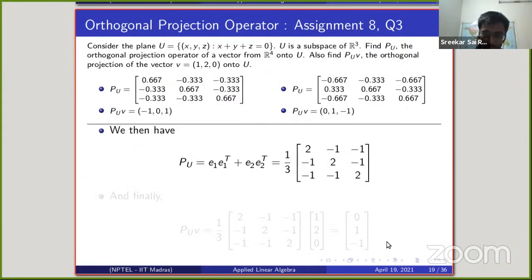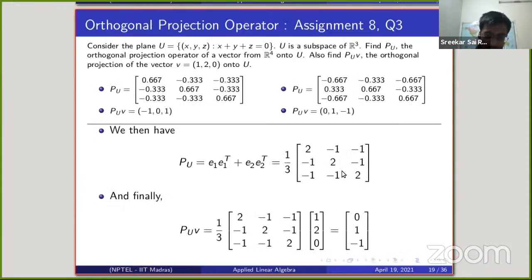And once we have the orthonormal basis, it's trivial. We just say the projection operator is E1 E1 transpose plus E2 E2 transpose. Now that we have the projection operator, finally the projection of the vector V, which is given to be (1, 2, 0), onto the vector space U is simply PU times V. And it turns out to be (0, 1, -1). So this was a pretty simple question.